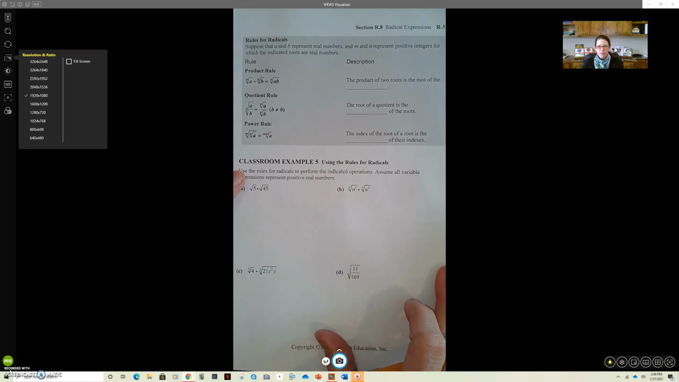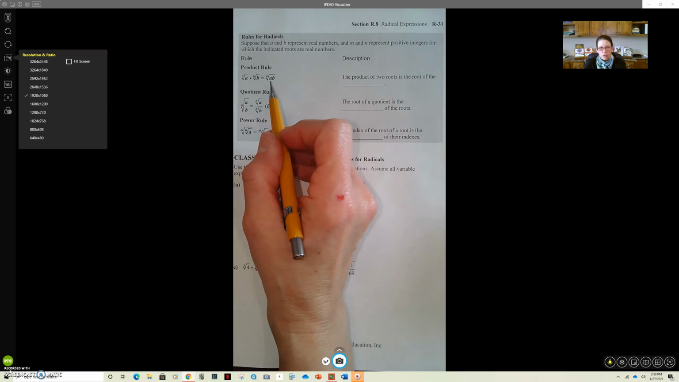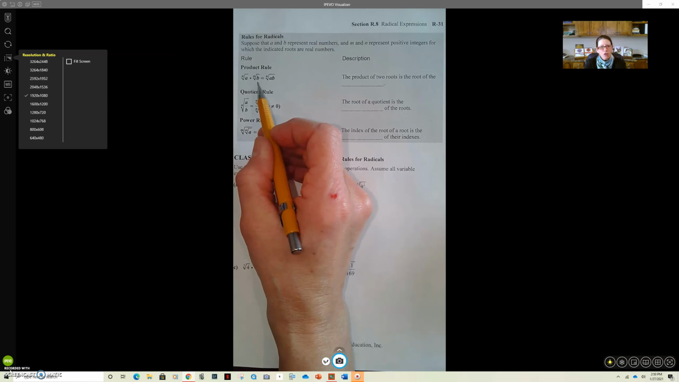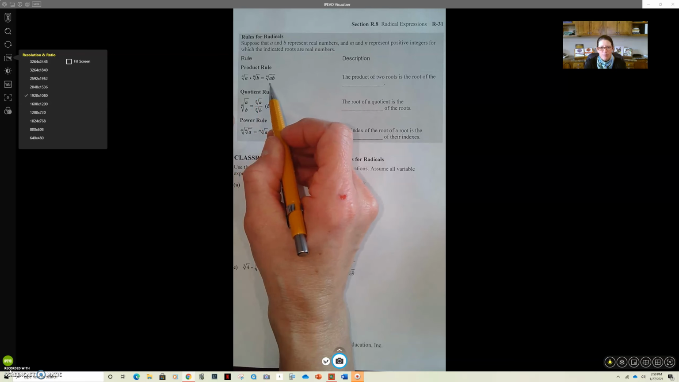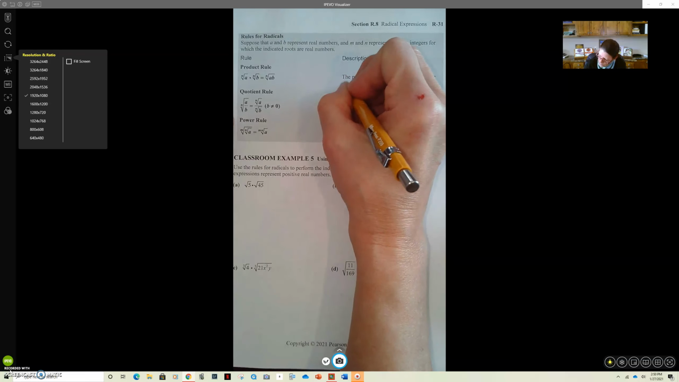Let's look at our next page and consider some rules for radicals. Suppose that a and b represent real numbers, and m and n represent positive integers, for which the indicated roots are real numbers. That means we're not going to be taking any square roots of negative quantities, for instance. Our product rule says that the nth root of a times the nth root of b is the nth root of a times b. In words, the product of two roots is the root of the product.